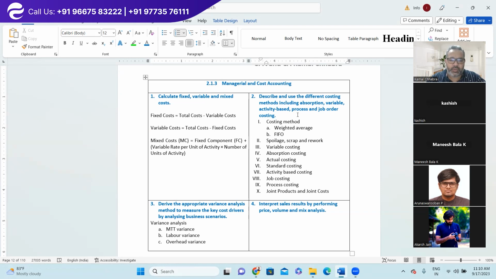And then we jump onto the third topic, which is driving the appropriate variance analysis method to measure the key cost driver by analyzing the business scenario. In this, we'll be understanding variance analysis, which includes material variance analysis, labor variance analysis, and overhead variance analysis. I'm sure all this costing part, variance part, you might have studied in your college days. Hope you remember these terms.